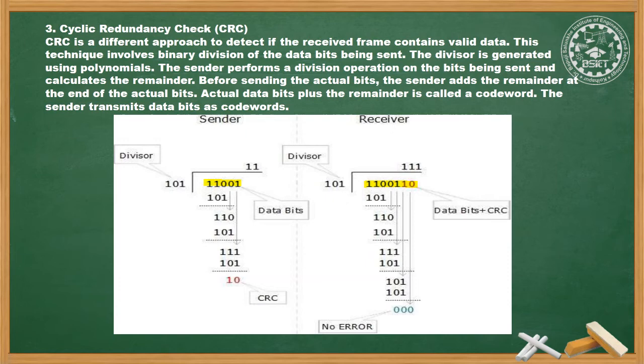This is at the sender end. At the receiver end, the receiver receives this data, again performs the division using the same divisor, and if error is not there, the remainder will be 0. So in this way the CRC checks by using binary division.